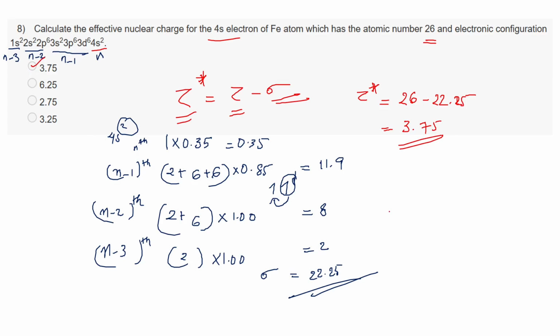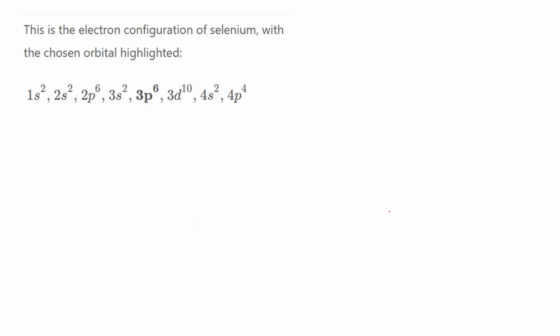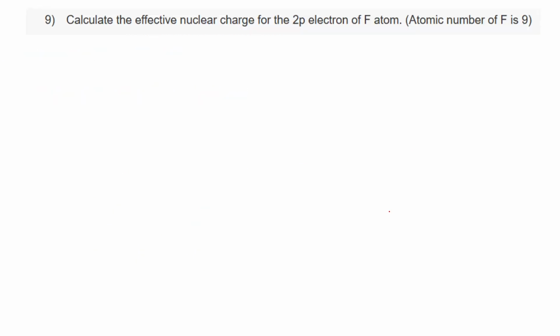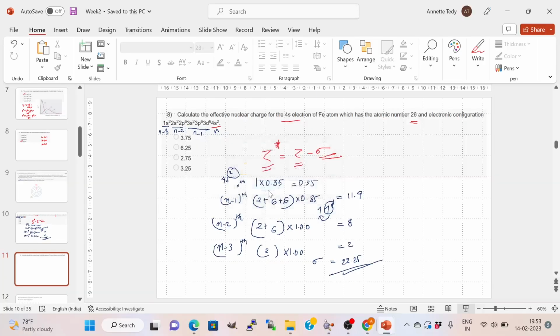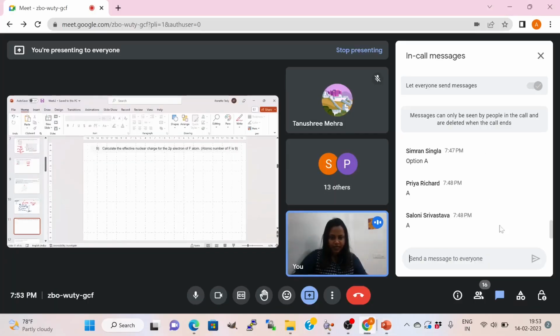I'll give you one more example. Now, calculate the effective nuclear charge for the 2p electron of F atom. So here I have only given the atomic number. You guys have to write the electronic configuration, then solve for sigma. Then you have to write in the chat box what is the effective nuclear charge. I'll give you a couple of minutes.